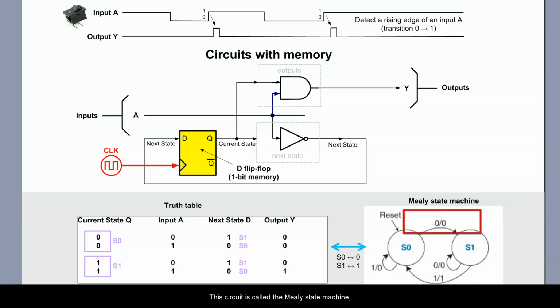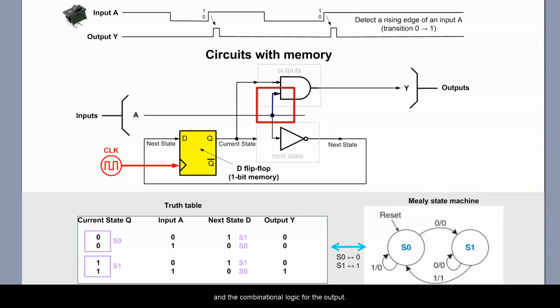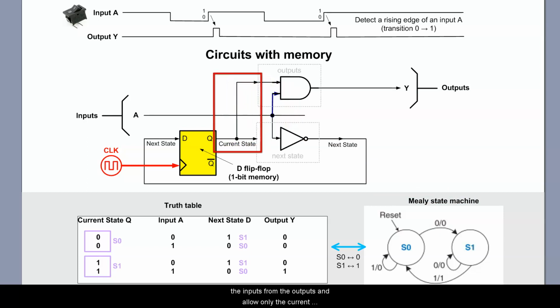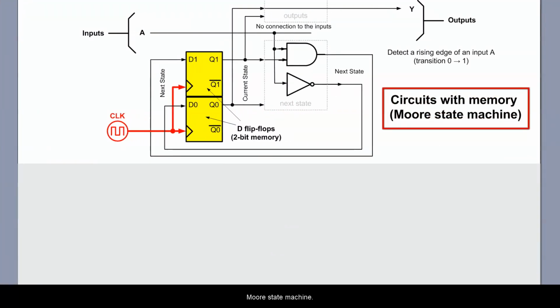This circuit is called the Mealy state machine because there is a direct connection between the input and the combinational logic for the output. However, for reasons that I'll explain in a minute, it is often better to separate the inputs from the outputs and allow only the current state to determine the outputs. This leads to the more restricted circuit called the Moore state machine.